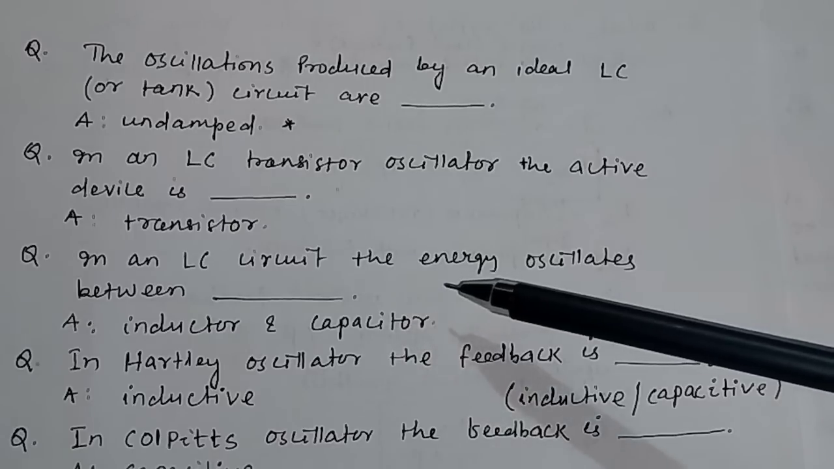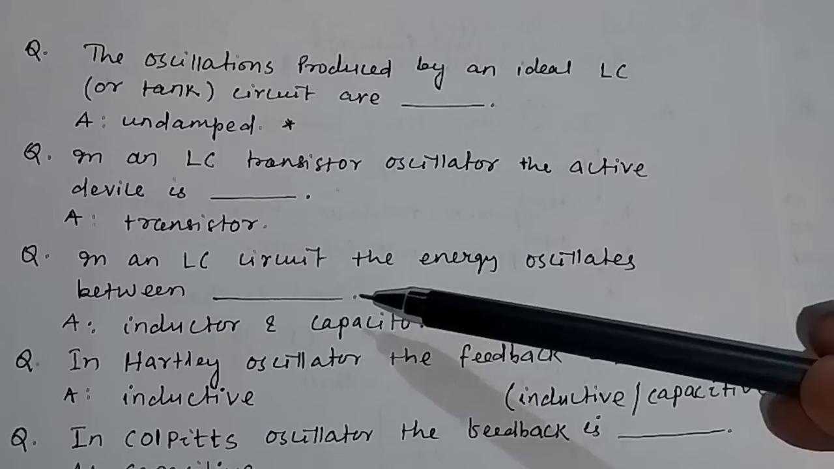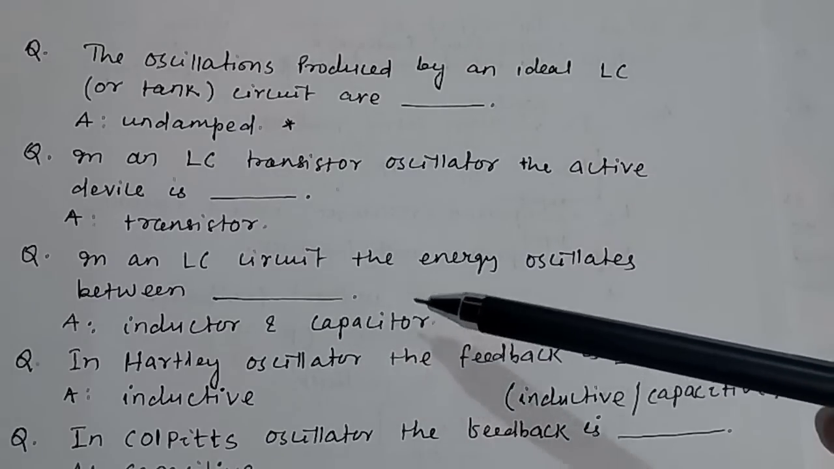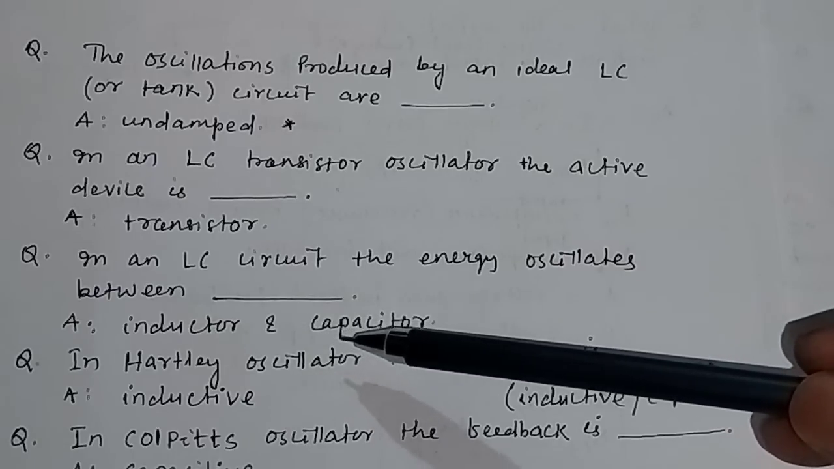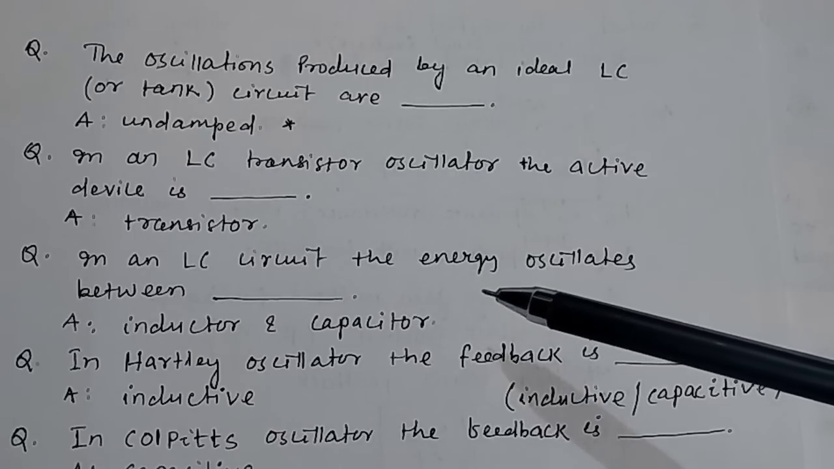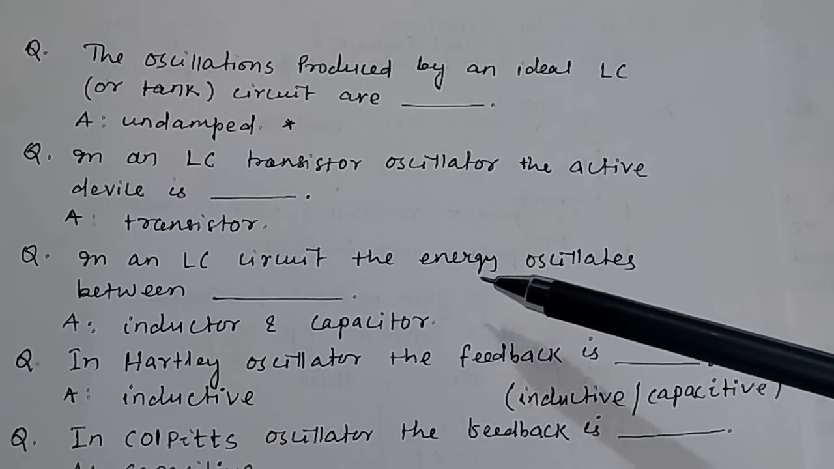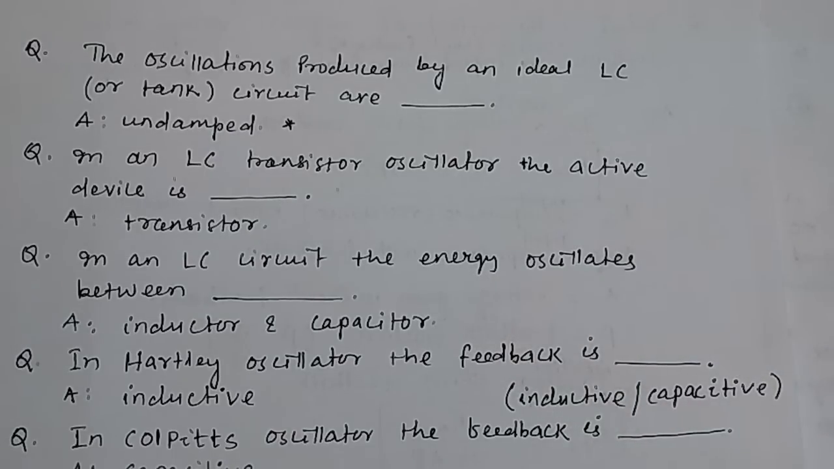In an LC circuit, the energy oscillates between dash, that is the inductor and capacitor. In the LC circuit or tank circuit, you have an inductor and you have a capacitor, and the electrical energy is converted into magnetic energy, and the magnetic energy again converted into electrical energy. Electric energy by the capacitor and magnetic energy by the inductor. So there is conversion of electrical to magnetic and magnetic to electrical.